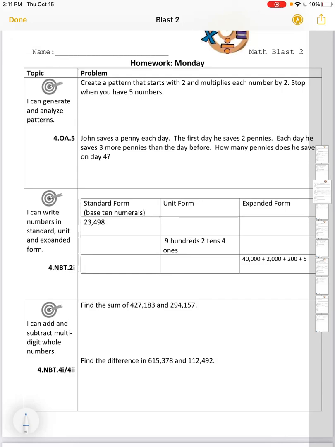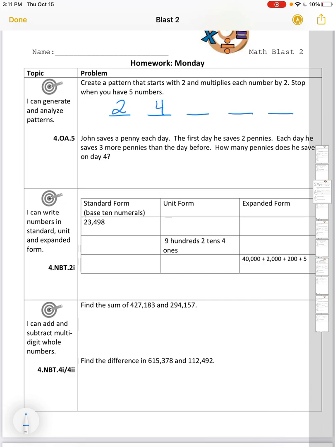MathBlast 2, I can generate and analyze patterns. Create a pattern that starts with 2 and multiplies each number by 2. Stop when you have 5 numbers. I'm going to note 5 spaces here for my 5 numbers in the pattern. I know that the pattern starts with 2 and multiplies each number by 2.